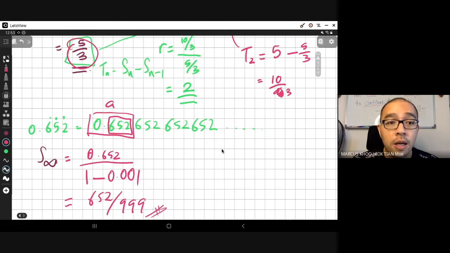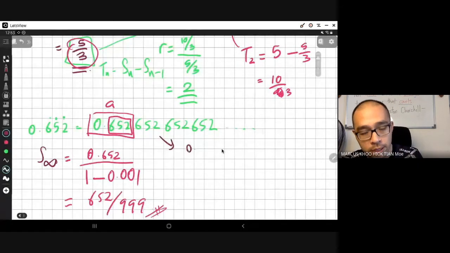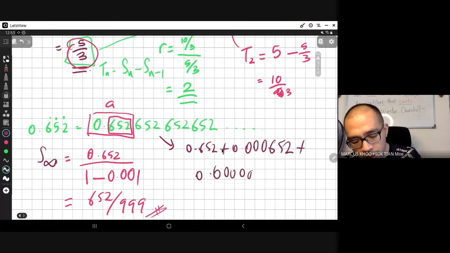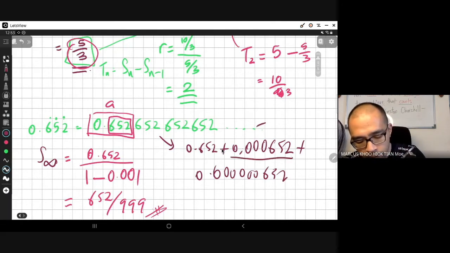So the conventional method is to find A, then find R. How to find R is we break this up: 0.652 plus 0.000652 plus 0.000000652 and so on and so forth. Then you divide the second term by the first one, and you will get the same thing.